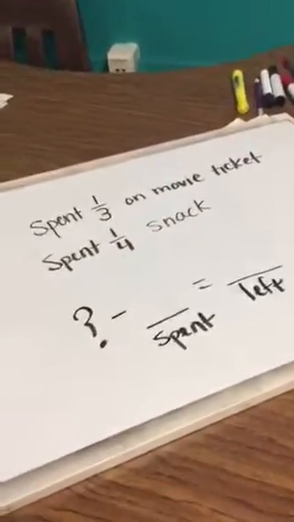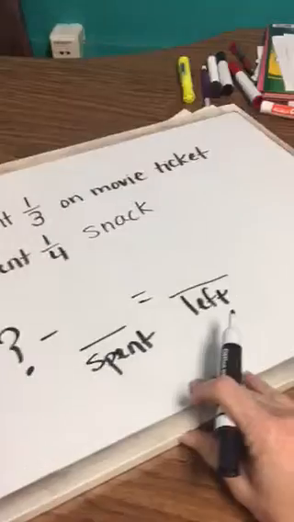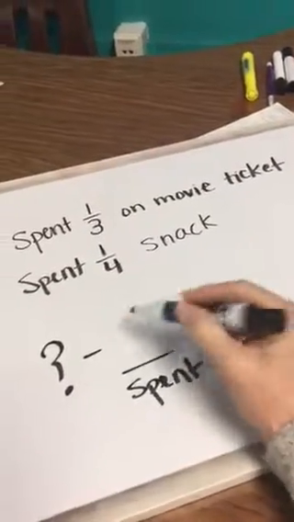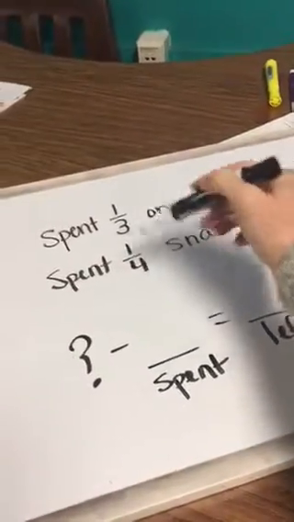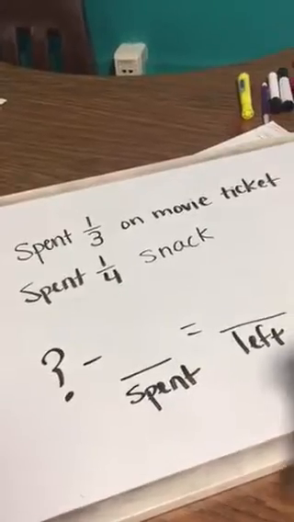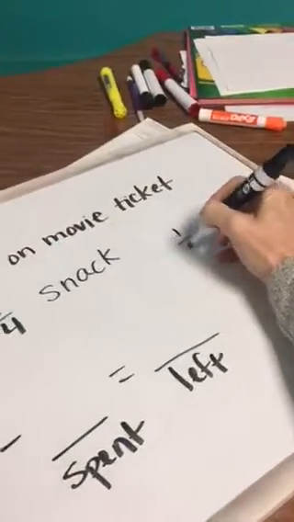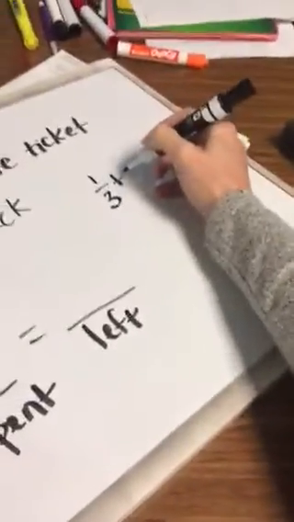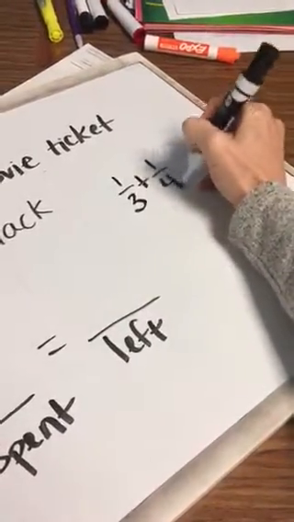Well, the thing is, they're not really telling us what his total was or how much he started with. Sorry, it's a little shaky. How much he started with. So the first thing we're going to do is let's just talk about the total amount he spent. Well, if I want to figure out the total amount that he spent, then I'm going to need to come over here and say, well, 1/3 of his money plus 1/4 of his money.